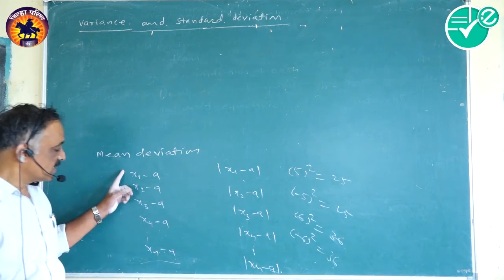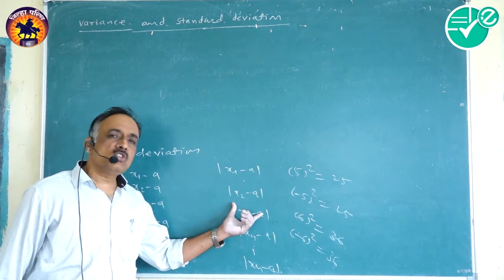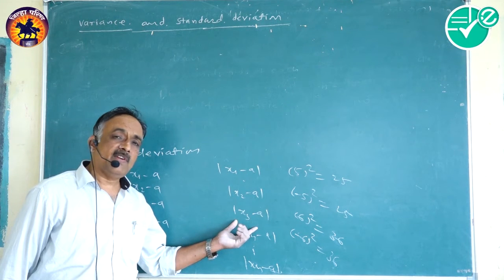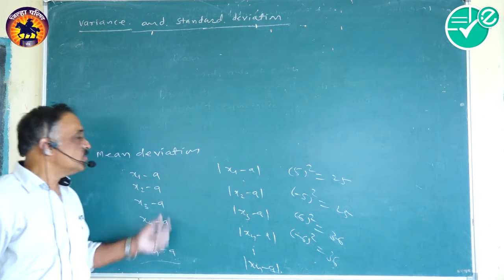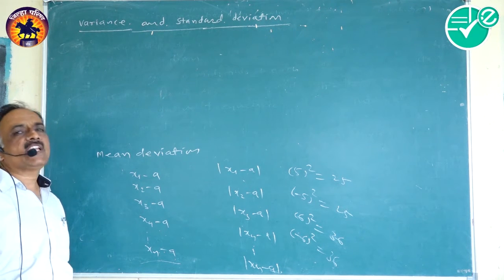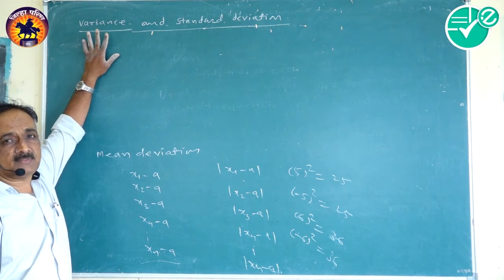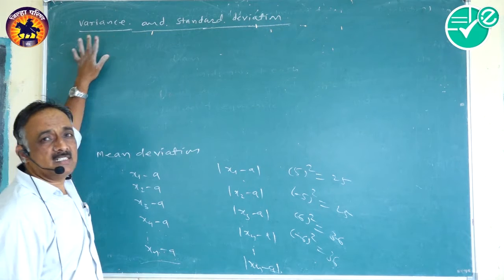Square of 5 is equal to 25. What is the square of minus 5? It is also 25. What is the square of 6? That is equal to 36. What is the square of minus 6? It is also 36. So the square of any real number is always a non-negative quantity. So to remove negative signs, taking absolute value is not the only way. We can square it, and then we can find its mean, and that mean will be called the variance.